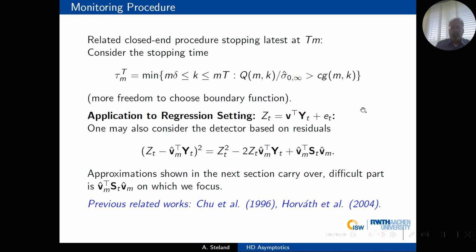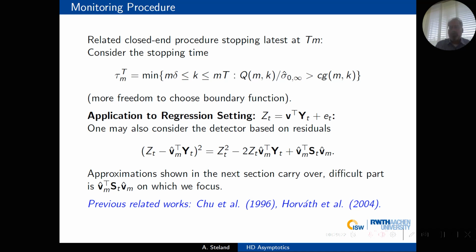If you want to apply the whole procedure to a regression setting, we can do this. For example, let us assume that we have this regression model. We regress a response variable zt onto our data vectors yt. So v is the true vector of regression coefficients, and we add an error term.